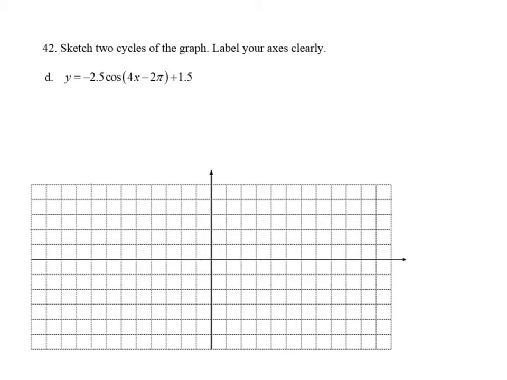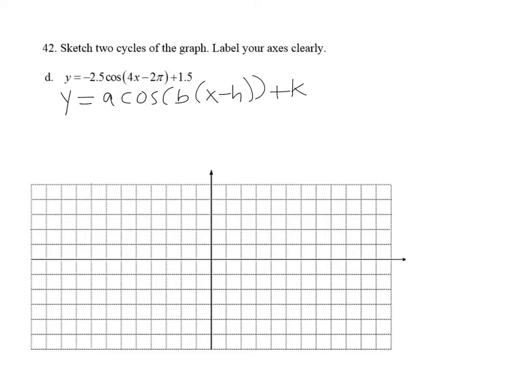Hi, this is an explanation of number 42D on the midterm review packet for M3 Algebra 2. Directions are to sketch two cycles of the graph of y equals negative 2.5 cosine the quantity 4x minus 2 pi, plus 1.5. So the format of the equation that you've learned is y equals a cosine b times the quantity x minus h, plus k.